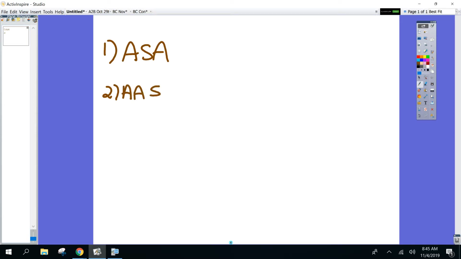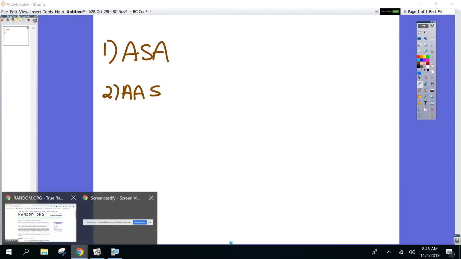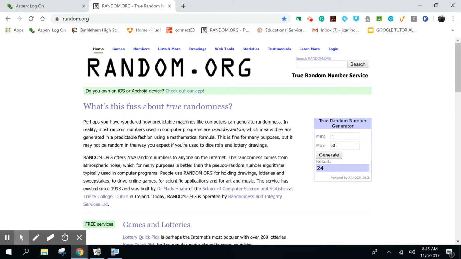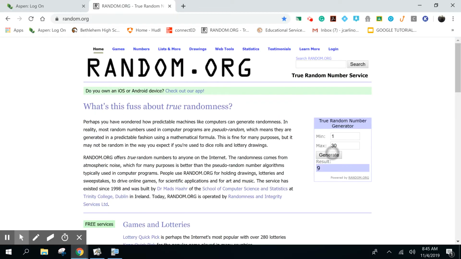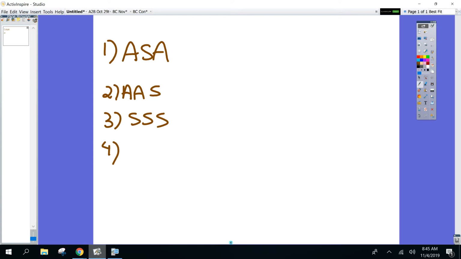Angle, angle, side. That's when the side is not in between. Next up. Side, side, side. And then the final one we have discussed. If you got to look back, you got to look back. Side, angle, side when the angle is in between. Everyone all good? All right.